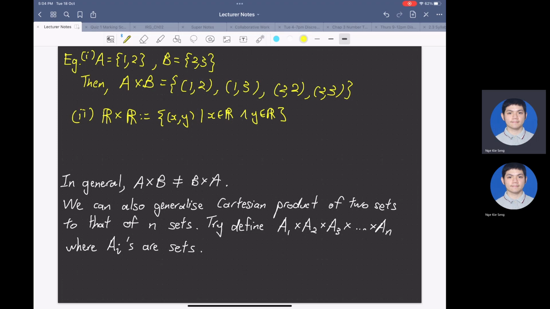Just now your friend asked me about this definition of R cross R from last week. R cross R is the set of ordered pairs such that the first coordinate is in R and the second coordinate is in R. This one is by definition.